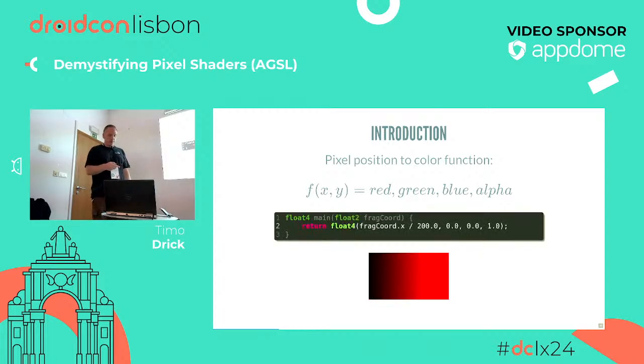For example, let's assume that this rectangle is exactly 200 pixels in width. Now, when we want to do a linear gradient, we could divide the actual x coordinate of the pixel by 200. Then this value would go from 0 to 1, from left to right.